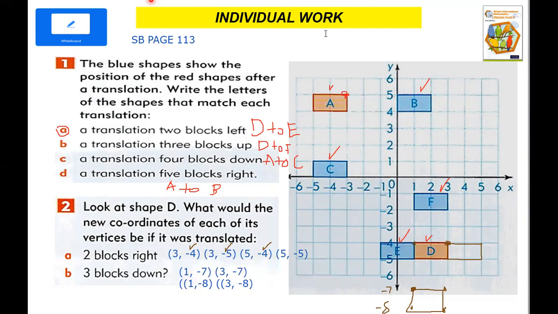And so you can do your student book page 113, answer it and check your answers to see if you have done it correctly. Okay, year 6, I hope you understand now how to translate shapes.